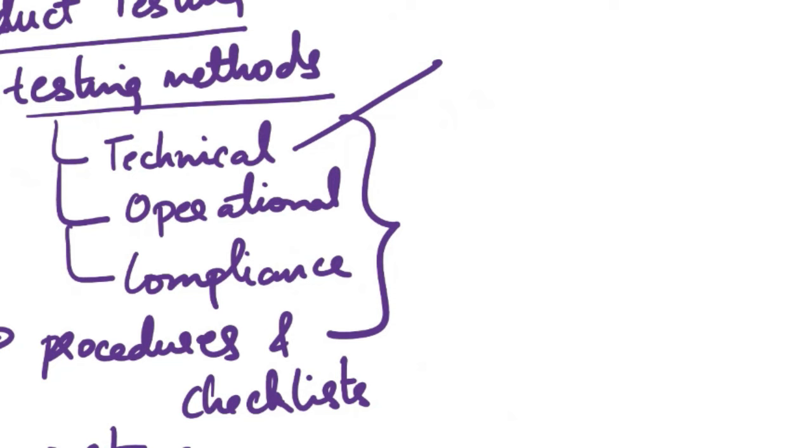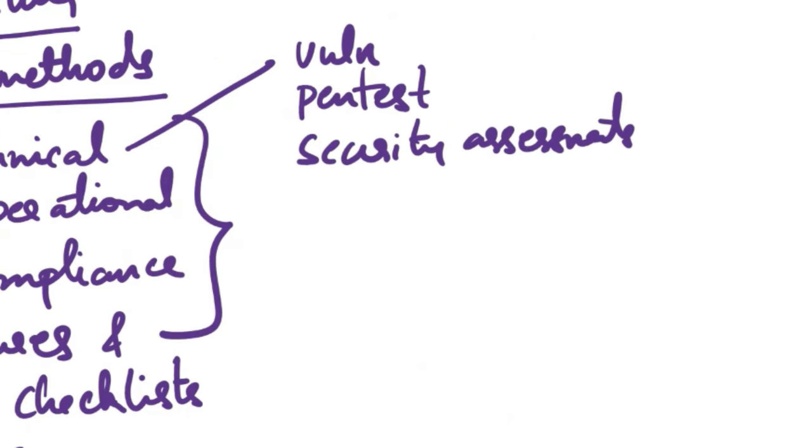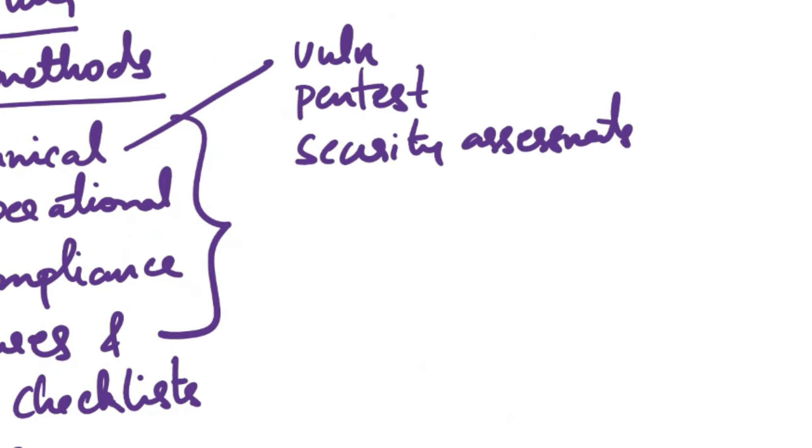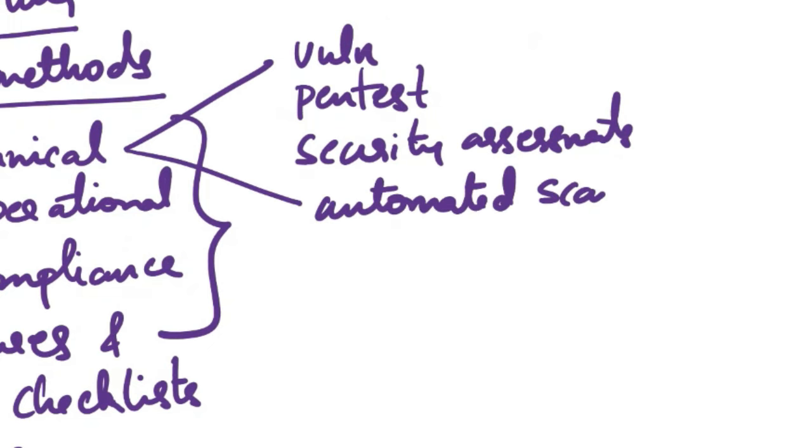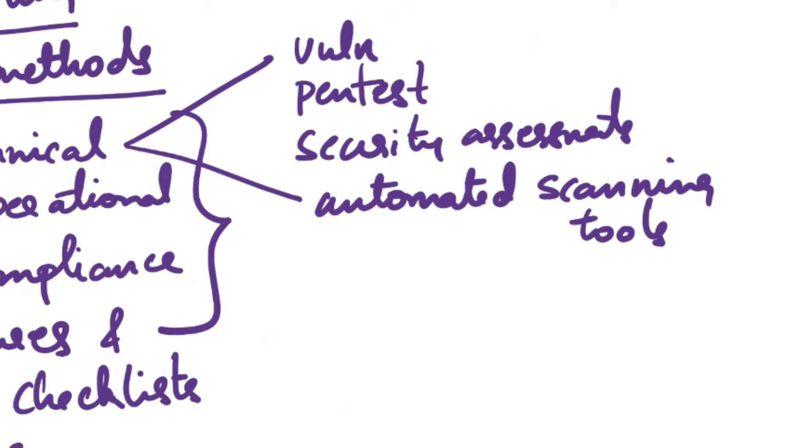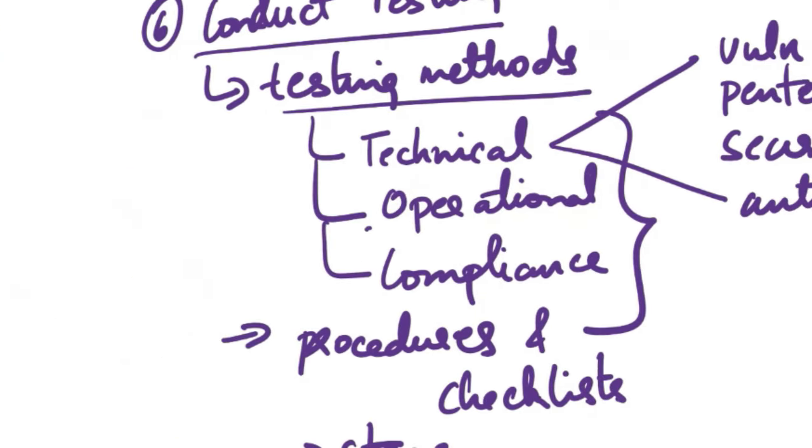Here you perform technical testing activities such as vulnerability testing, penetration testing, and security assessments. This is to identify weaknesses and vulnerabilities in IT systems and networks. And then here you use automated scanning tools and manual techniques to identify security gaps, misconfigurations, and potential entry points for attackers. And you validate findings through manual verification and follow up testing to confirm accuracy and severity of identified vulnerabilities.